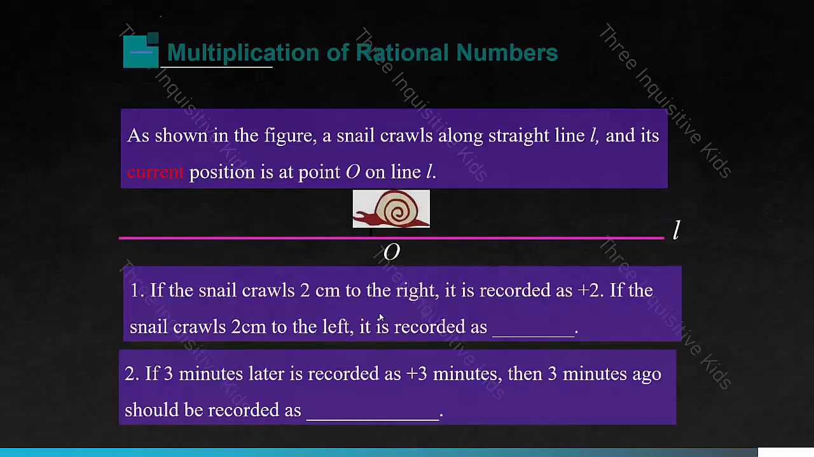As shown in the figure, a snail crawls along straight line L, and its current position is at point O on line L. If the snail crawls 2 centimeters to the right, it is recorded as positive 2. If the snail crawls 2 centimeters to the left, it would be recorded as blank. So it says that if it crawls to the right, it is plus 2, and the left is the opposite of right. So what is the opposite of plus 2? That would be negative 2.